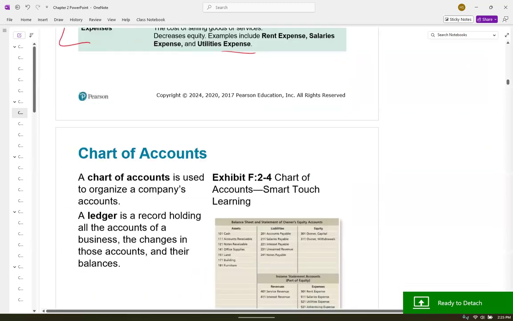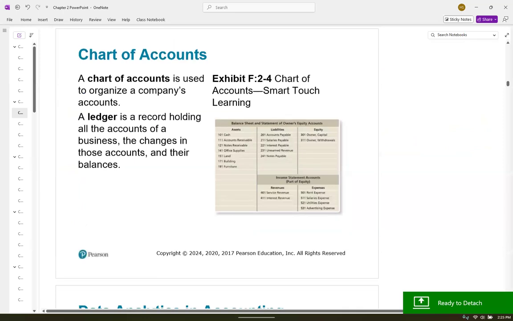Okay, so we have what's called a chart of accounts. This is our ledger. The ledger is going to hold all these accounts and all of their balances. Okay, the chart of accounts is just like what this picture is right here. It's just an account number and the asset.